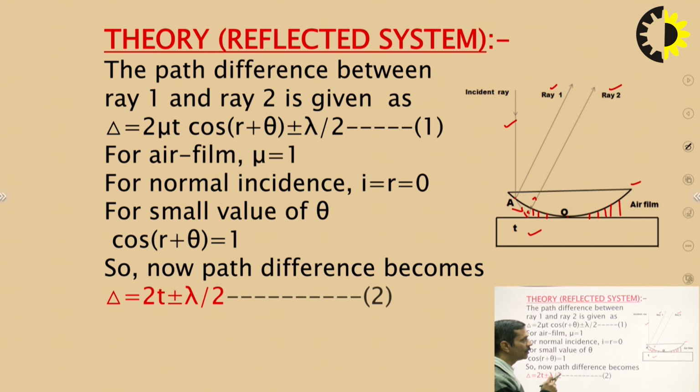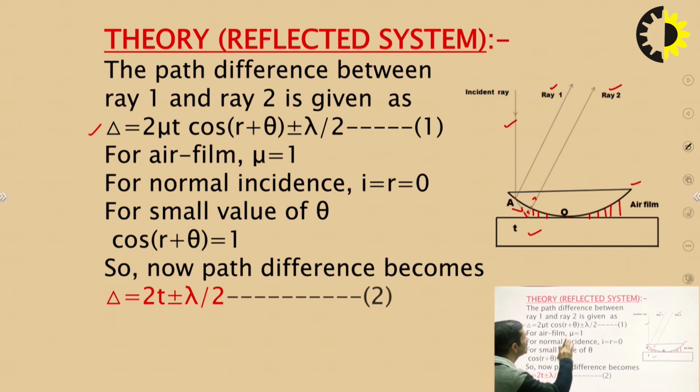The theory of this wedge-shaped film we have discussed already. So I will directly use what the path difference between ray 1 and 2 is. I will write the direct path difference between ray 1 and 2. Then, according to Newton's rings, with some conditions, we will finally find the path difference between ray 1 and 2 in the case of Newton's rings.